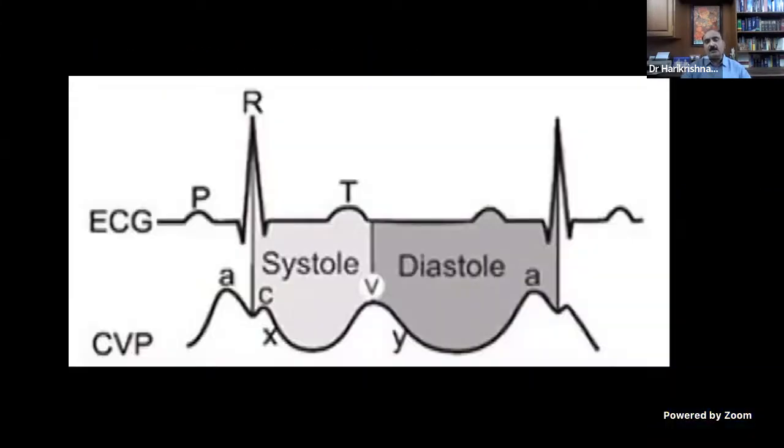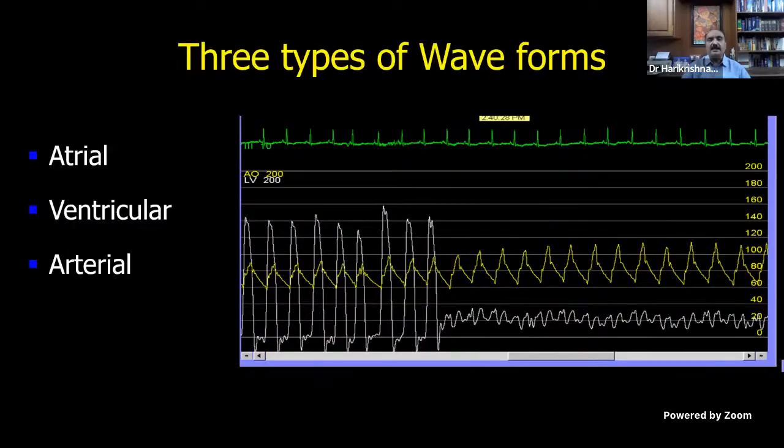So first of all, you should know what is systole and what is diastole. It seems sometimes very, very basic, but sometimes I have seen people making mistakes even in the final exam when you are asked what is systole and what is diastole. Systole is from the peak of the R wave to the end of the T wave, and diastole is the remaining part, end of the T wave to the peak of the R. So that is about the basics, to start with.